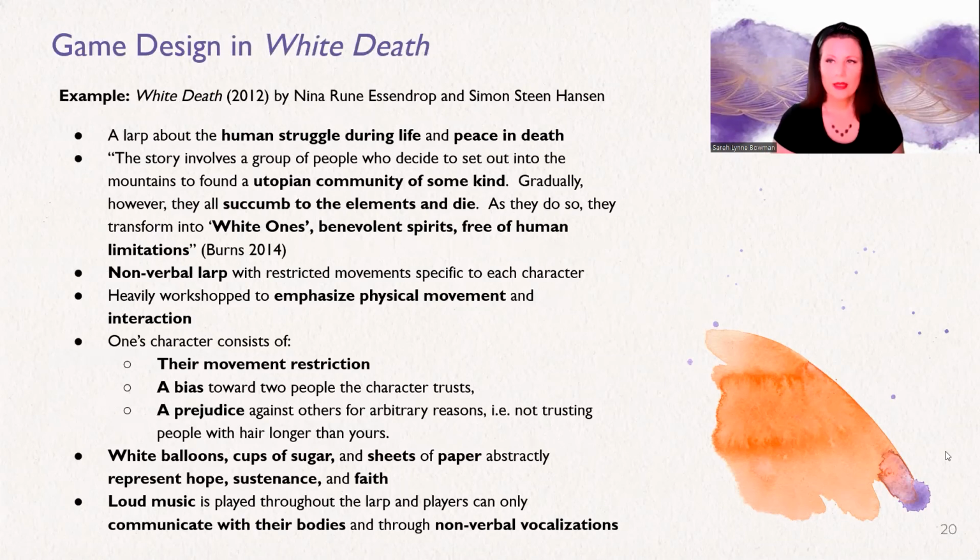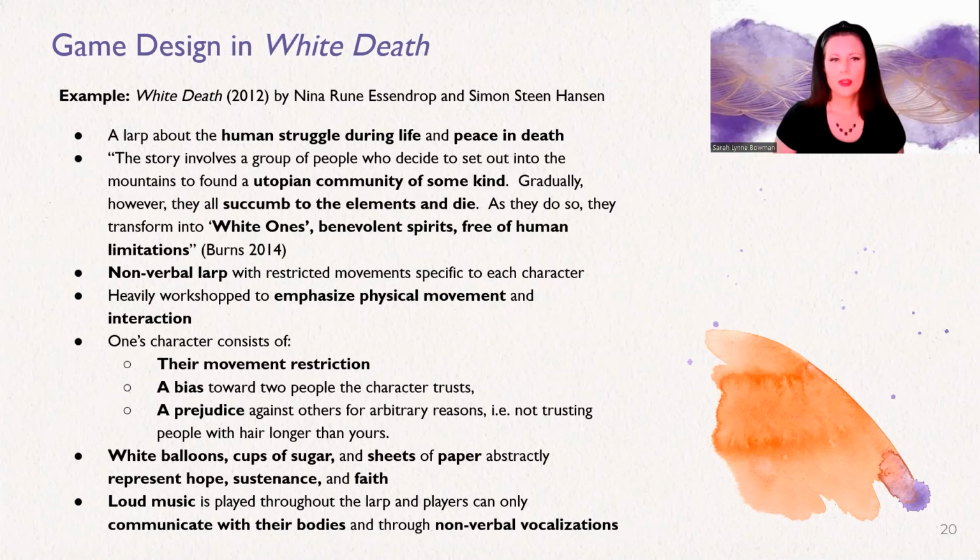So I'd like to talk a little bit about one of the most famous black box LARPs out there, which is White Death by Nina Rune Essendrop and Simon Steen Hansen. And this is a LARP about the human struggle during life and peace in death. And I'm quoting Kevin Burns here, who played the LARP in 2014. He says the story involves a group of people who decide to set out into the mountains to found a utopian community of some kind. Gradually, however, they all succumb to the elements and die. As they do so, they transform into the white ones, quote unquote, which are benevolent spirits free of human limitations.